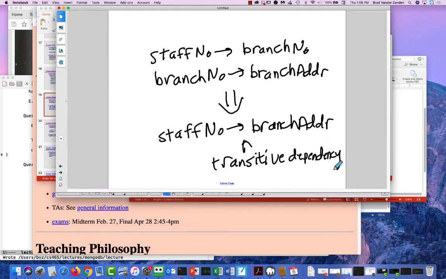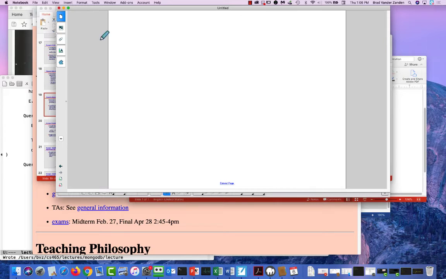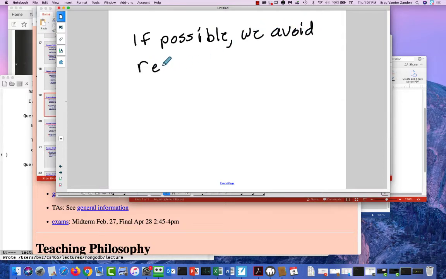We do not represent transitive dependencies explicitly in our database if we can avoid it. Okay, so if possible, we avoid representing transitive dependencies in the database.